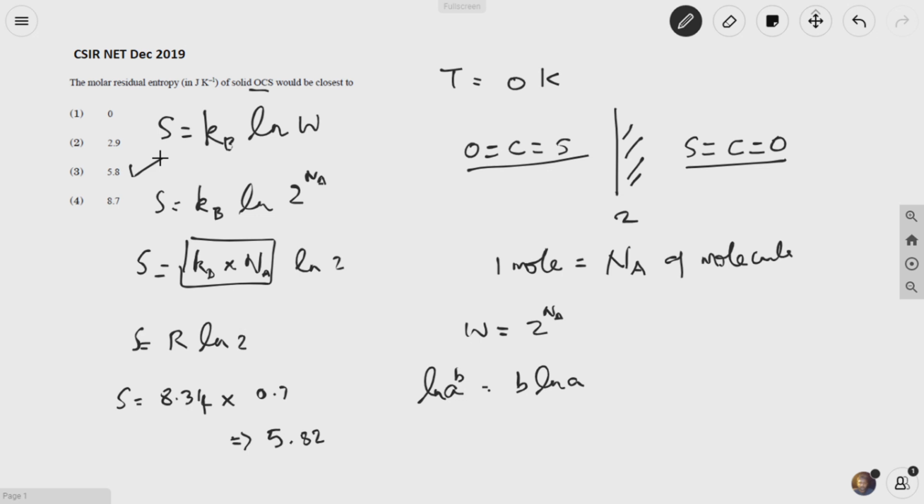So I repeat once again, we started from Boltzmann's equation, then we calculated the possible arrangement at absolute 0, where we find the molar residual entropy. We know that 1 mole of any substance contains Avogadro number of molecules, so we calculated the thermodynamic probability, then substituted into Boltzmann's equation and calculated the entropy at absolute 0. So we'll see one more question.